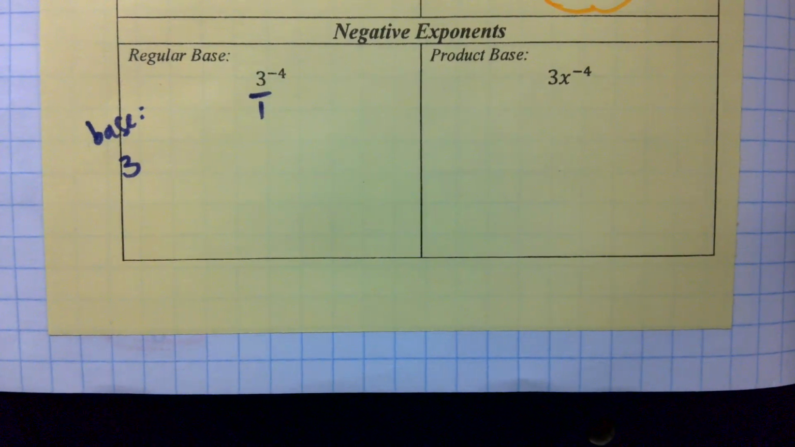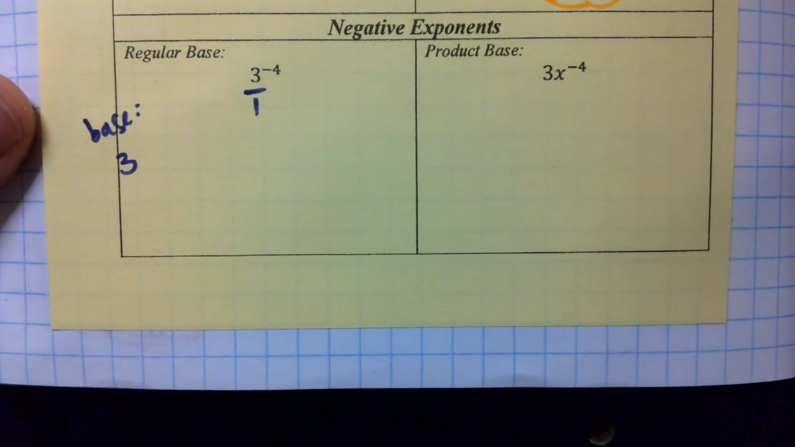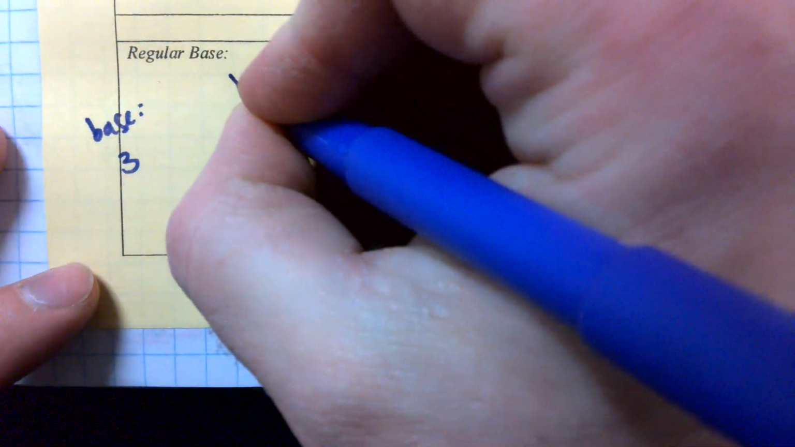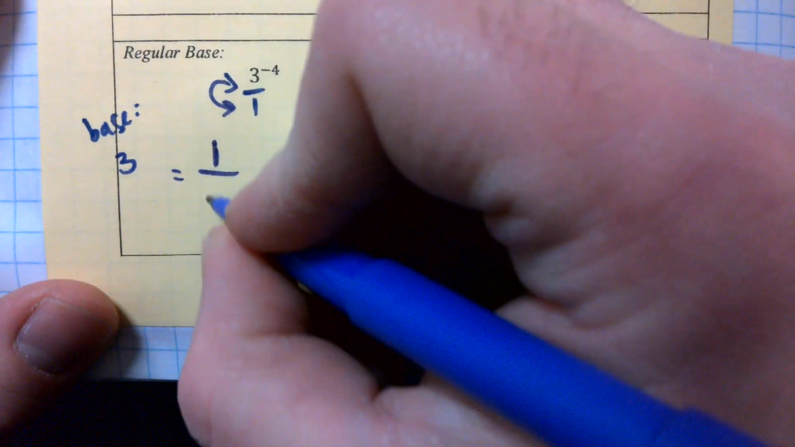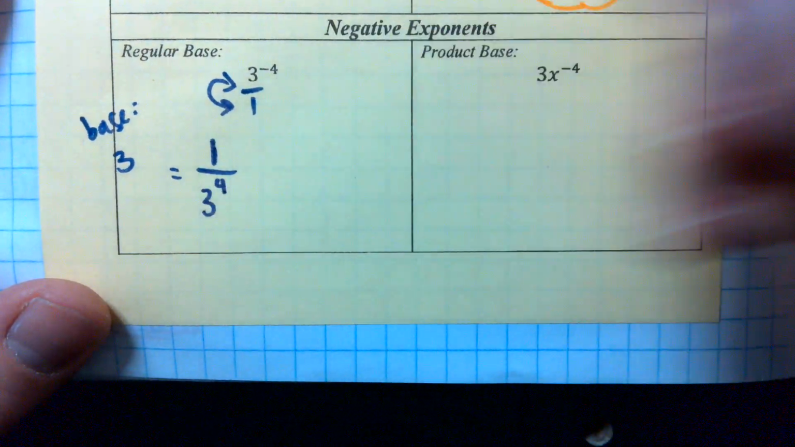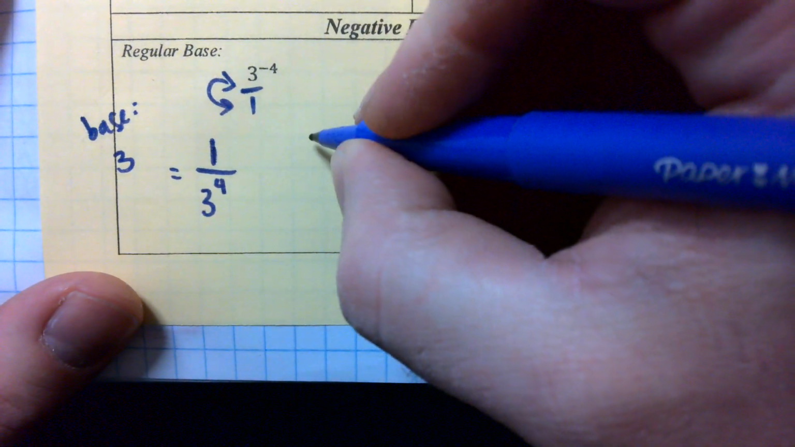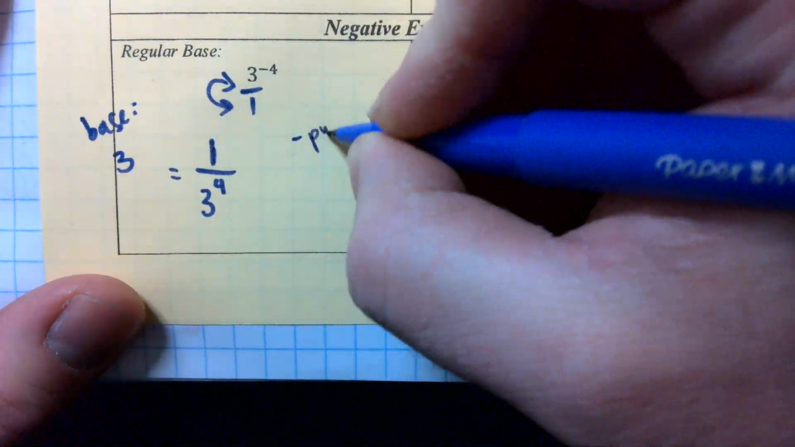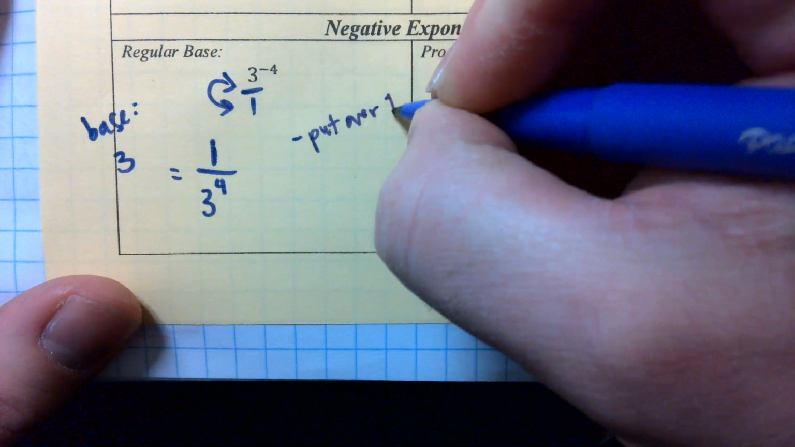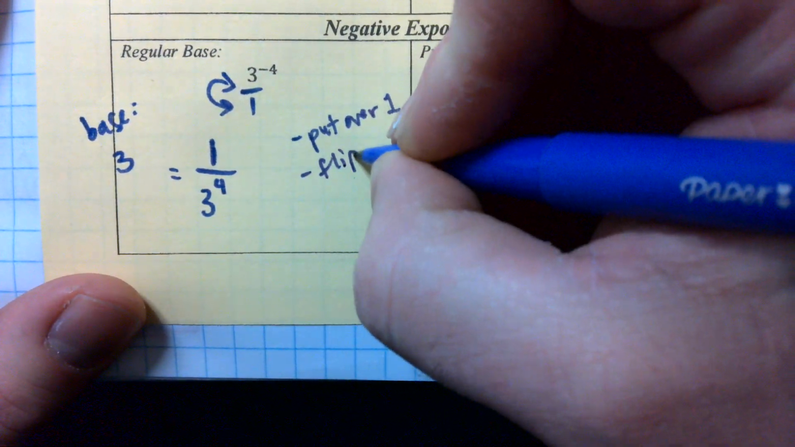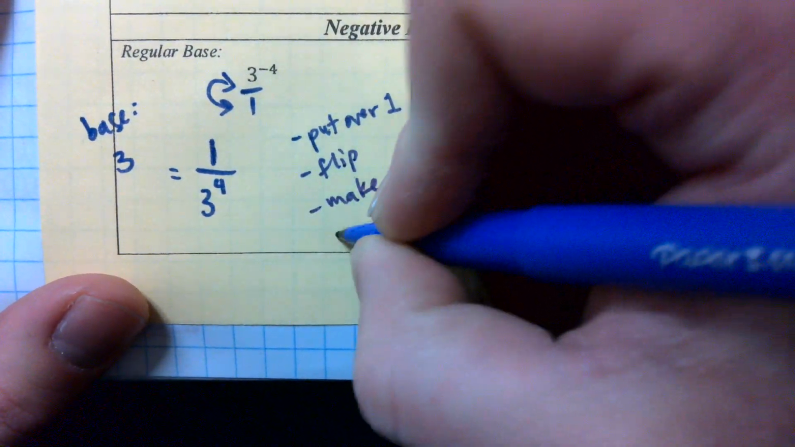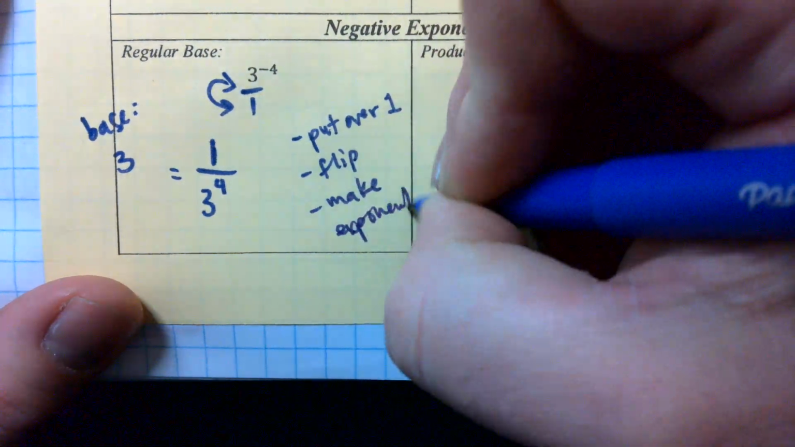All right, it's a fraction. What do I do now? We got to flip it. So what's going to be on the top now? A 1. What's going to be on the bottom? 3 to the positive 4th. Put over 1, flip, make exponent positive.